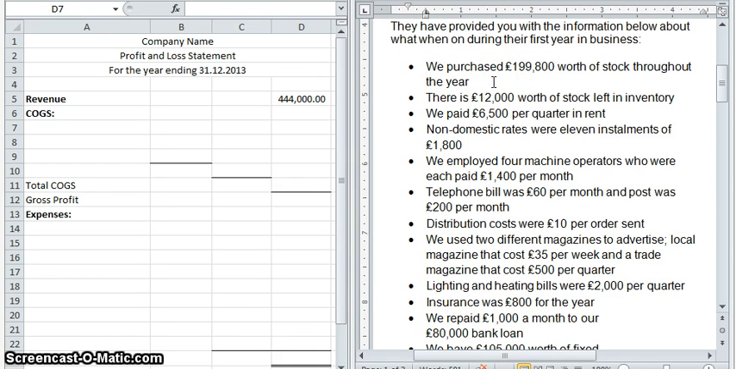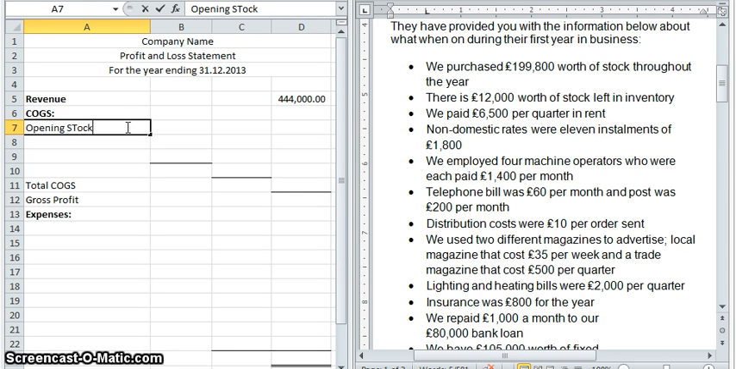Next, we purchased this much stock throughout the year, as well as there was £12,000 worth of stock inventory left at the end of the year. One thing I must note is that this statement that I'm doing is going to be the first year the business is in business. In this case, our opening stock will be 0 because we were not in business last year, and so we would have no stock left over.